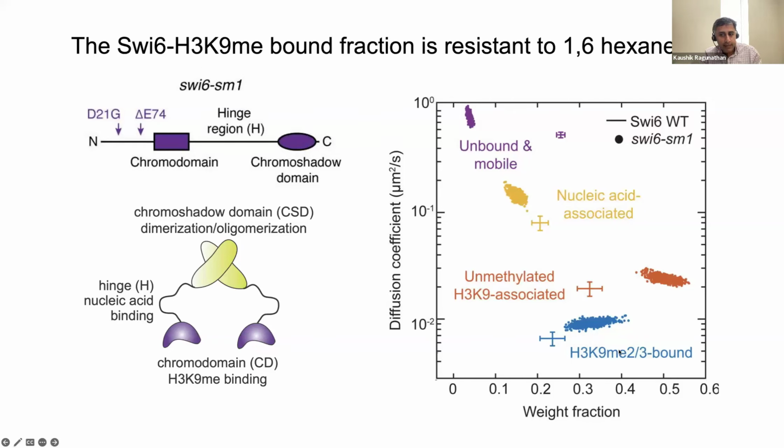So what I can say is that the SM1 mutant, which exhibits decreased nuclear stiffness, has a larger proportion of molecules in the chromatin bound state rather than the unbound state. So if I had to speculate, I would say that the SM1 mutant has decreased fluidity, so it's more likely to behave gel-like rather than liquid-like.